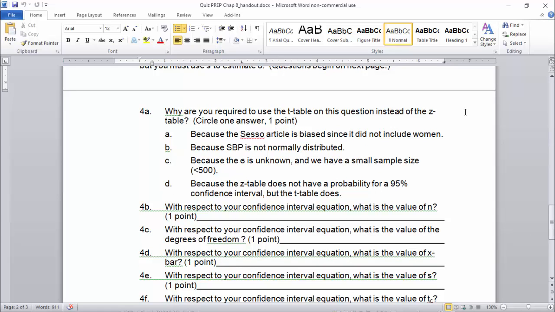And then D is because the Z table does not have a probability for a 95% confidence interval, what the T table does. Well, you should know that's wrong, because I love the Z, which is 1.96. I love it, and I've been talking about this, so D is not right.